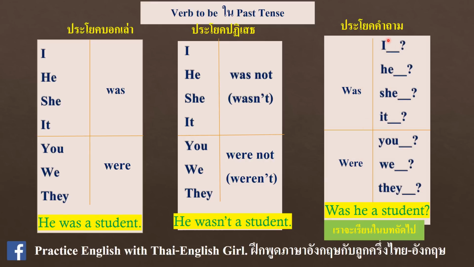This is the question column. It's a bit different to the other two because you do it the opposite way. Instead, was will become before. Was I, was he, was she, and was it. Were you, were we, and were they. Was he a student? If you don't understand that last column, don't worry, we will be doing another lesson on it.